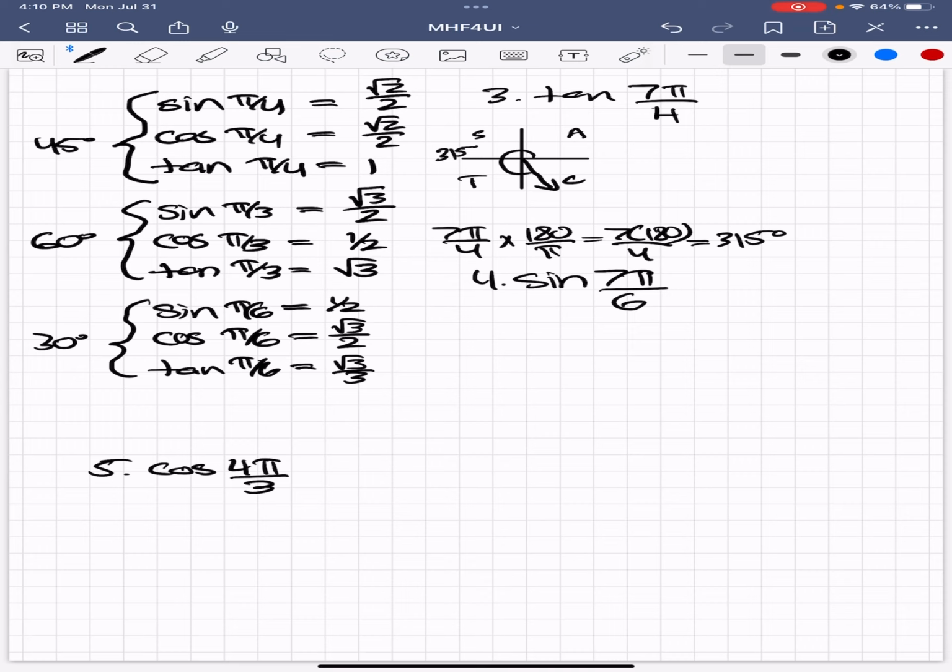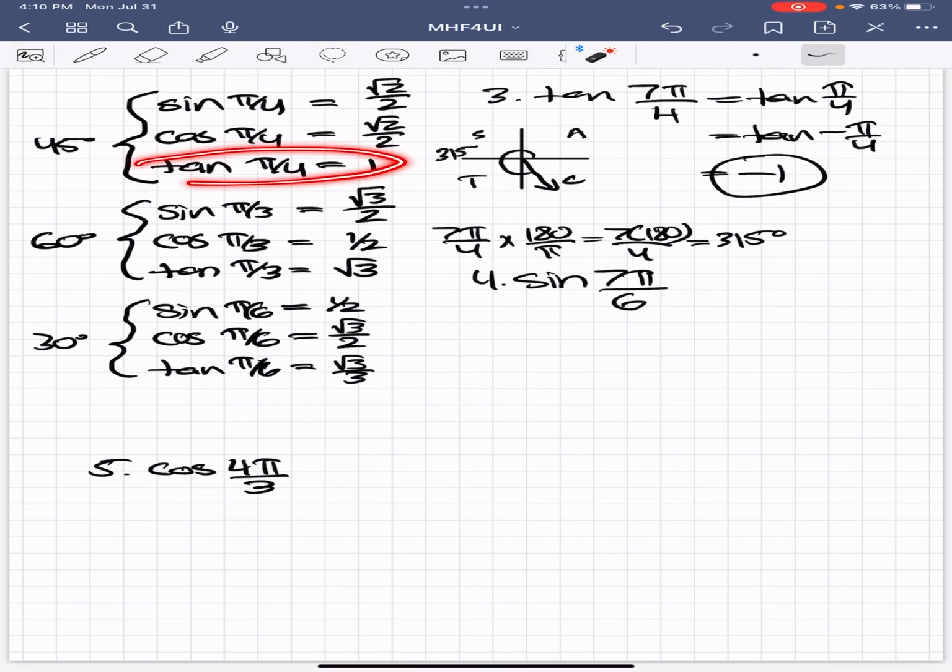Okay, so we figured out how many degrees it is. It's 315 degrees, and it is tan. So it's going to be tan pi over 4. And because it's in quadrant 4 and only cos is positive in quadrant 4, it's going to be negative pi over 4. So we get negative 1 is our answer there, using this one.